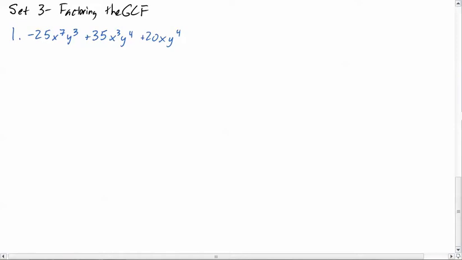All right, what we're going to be doing in the next 6 problems is factoring the greatest common factor. Now, the instruction for this might say factor the greatest common factor. It might just say factor as much as possible. So we're going to do as much as we possibly can.